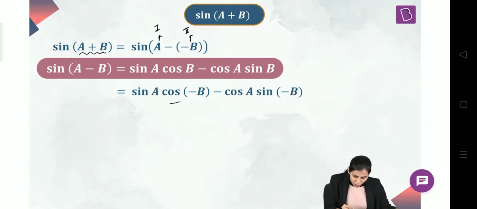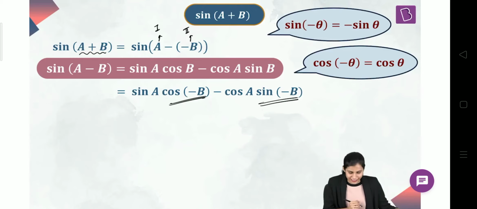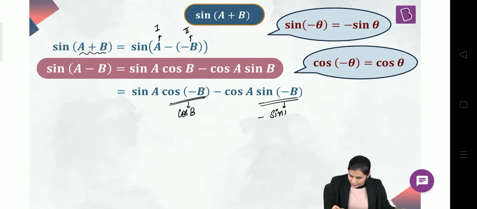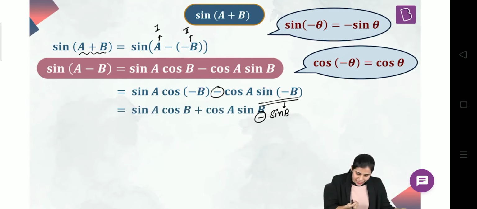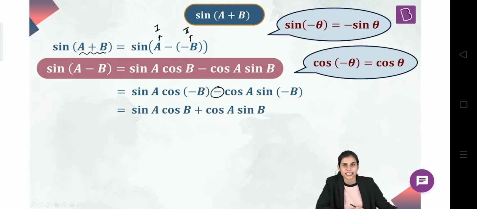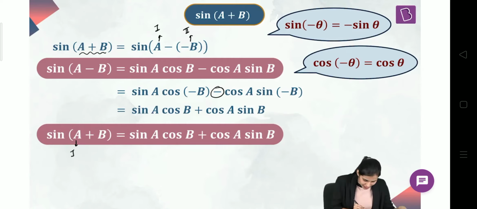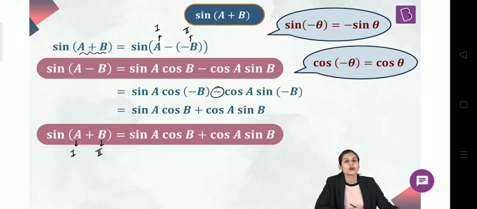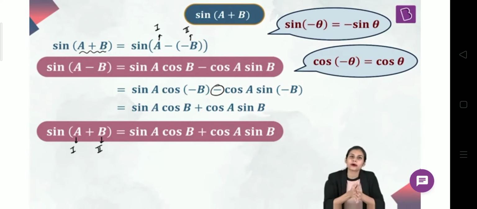Okay, now recall cos of minus theta is the same as cos theta and sine of minus theta is minus sine theta. So this gets converted to cos B and this gets converted to minus sine B. This minus and this minus will together combine and become plus. Eventually I will be left with sine A cos B plus cos A sine B. This is the formula for sine of A plus B. Got it? So again, treat this as the first, treat this as the second angle. You know what is sine of first plus second. It is sine of first into cos of second plus cos of first into sine of second.